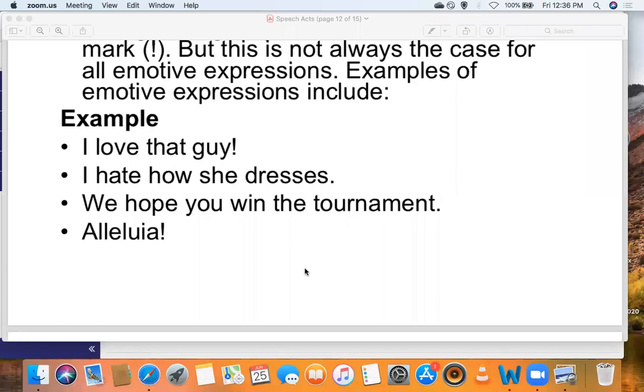When someone says, we hope you are going to win the tournament, you don't agree or disagree with that. The person is just telling you how he feels. Or when someone says hallelujah, you don't say it is true or false. The person is just expressing a feeling. That's why we call them emotive expressions. They don't have the kind of truth value, true or false, that arguments and other declaratives have.